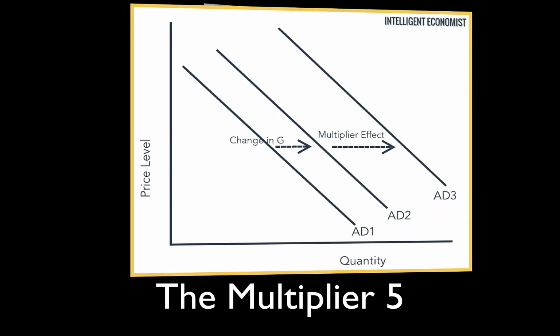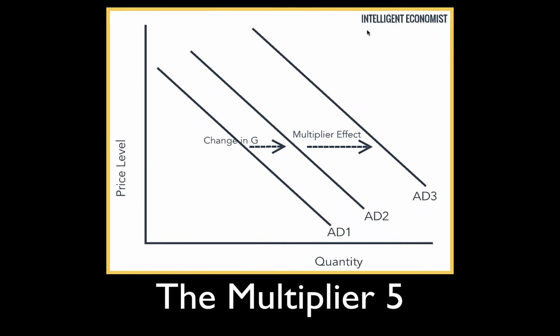And again, just to be clear, I got this image here from the Intelligent Economist, and we are trying to explain how an initial injection can cause a greater increase in national income than the initial injection itself. This is called the multiplier effect, and it causes this greater than proportional increase in national income by causing the aggregate demand curve to shift out further than the initial injection. So the initial injection brings the aggregate demand curve from AD1 to AD2, and then the multiplier effect takes the aggregate demand curve from AD2 all the way across to AD3.